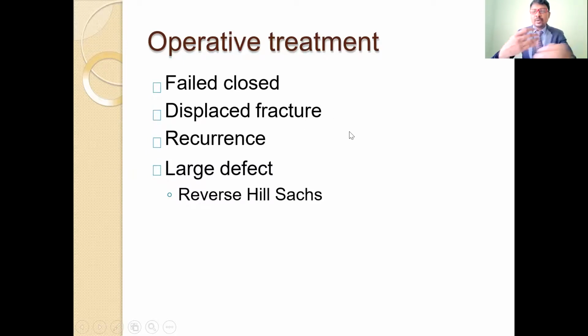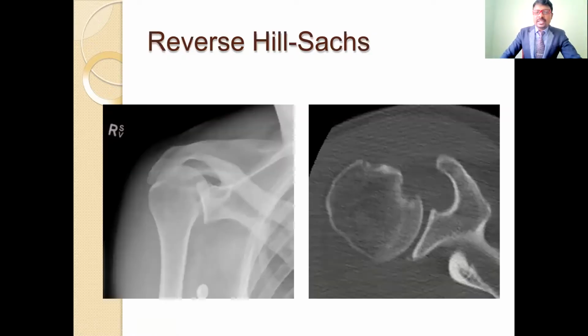If the closed reduction has failed, or in case of a fracture, or any recurrence of shoulder dislocations, where the shoulder dislocation occurs repeatedly. If the defect is larger, for example in the Hill-Sachs lesion, if the damage is bigger, larger in size, then we have to do surgical procedures.